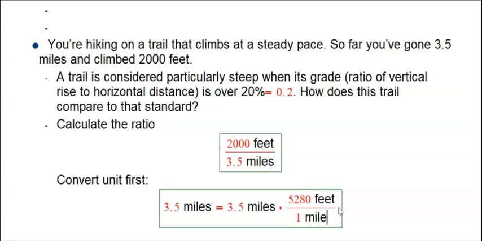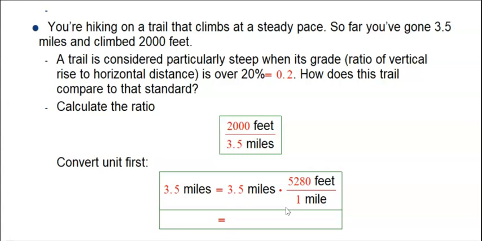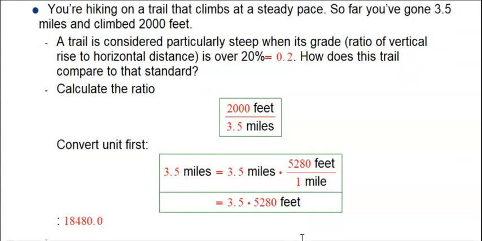A clever way to write the number 1 in this case is to say, and this is something you really should have memorized if you live in the United States, that 1 mile has 5,280 feet. And so 5,280 feet on the numerator, 1 mile on the denominator is just the number 1 written in a clever way. But notice what cancels. The miles cancel, and it's going to come out to feet. So that's going to be 3.5 times 5,280 feet, which is 18,480.